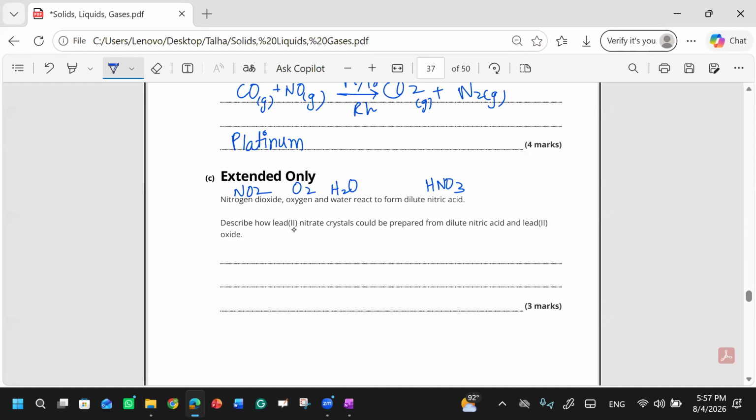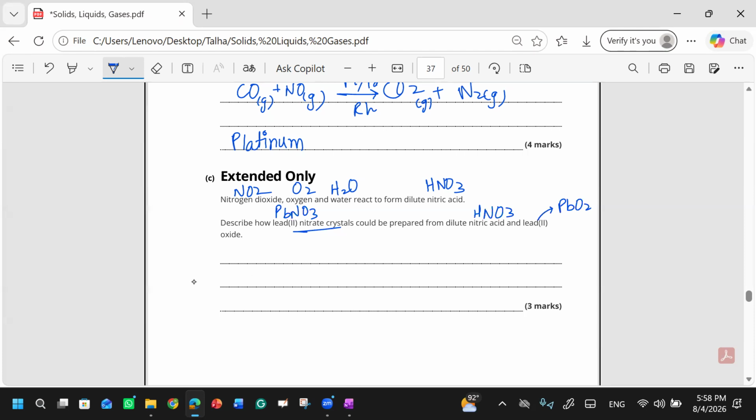Now they are asking how lead nitrate can be prepared from dilute nitric acid. Now you have HNO3 and you have lead oxide. You have these two things, and what you have to make? You have to make lead nitrate, right? So you have to plus nitrogen dioxide plus oxygen, and then you have to.